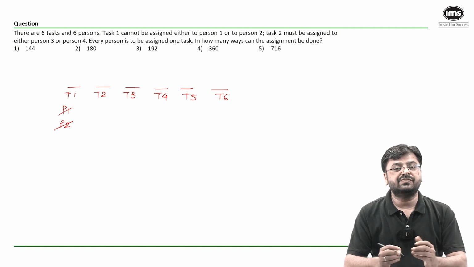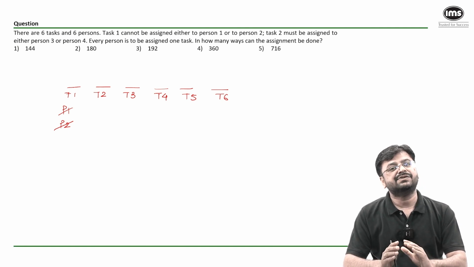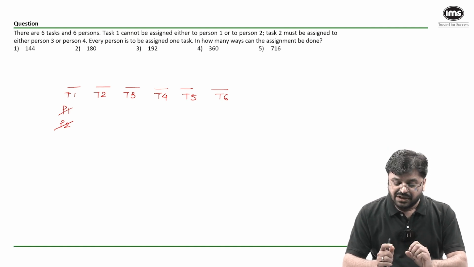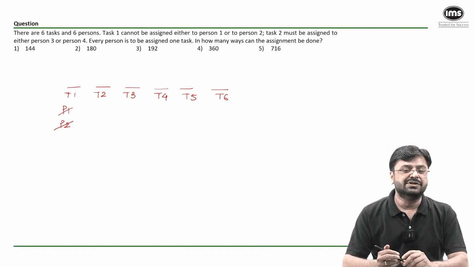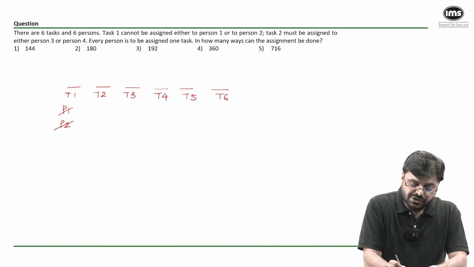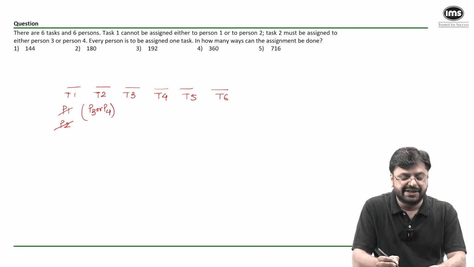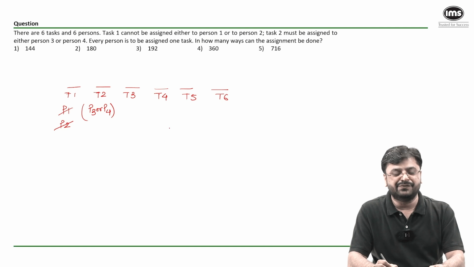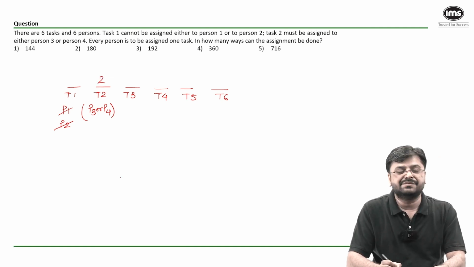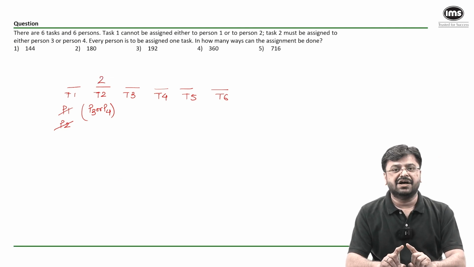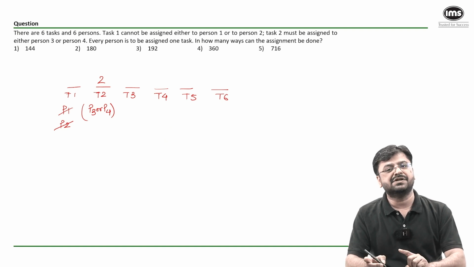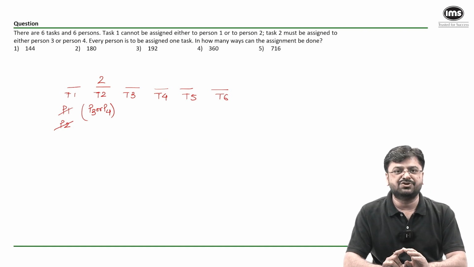Now, most of the students make a mistake here. They say that task 1 here can be assigned in 4 ways. You need to read the other condition also, which says task 2 must be assigned to person 3 or 4. So I can assign task 2 in only 2 ways, either to person 3 or to person 4. This can be done in 2 ways, which means one of person 3 or person 4 must be working on task 2.